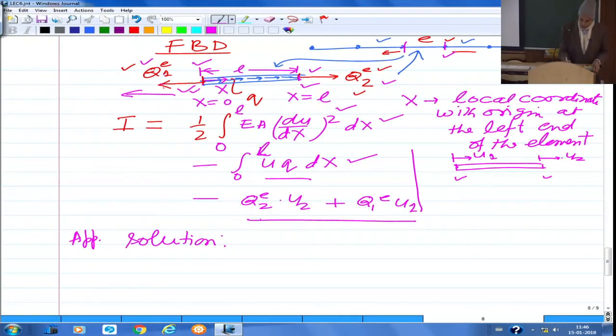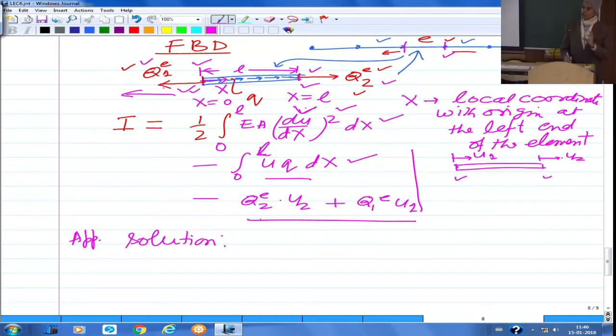So within the element means I can use the local coordinate system, that is capital X. And also, for simplicity, we want to use a polynomial as the approximate solution. So now if you look at the highest order derivative in the integral functional, because that approximate solution you are finally going to substitute here.